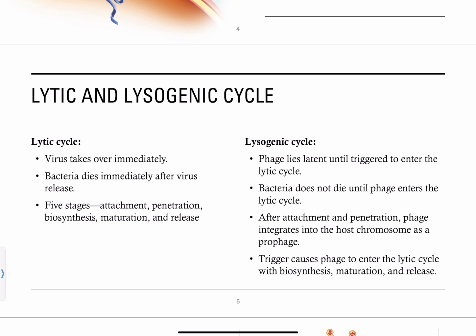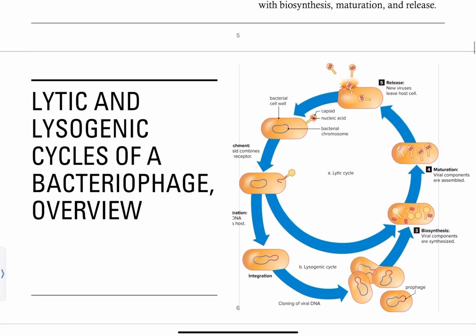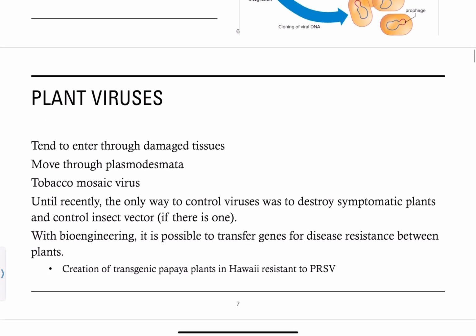But if the cell is triggered by stress, radiation, or chemicals, that prophage can reactivate and jump back into the lytic cycle, causing the host cell to produce viruses and to die. So this is just showing you what's going on during the lytic versus lysogenic cycles of a bacteriophage.